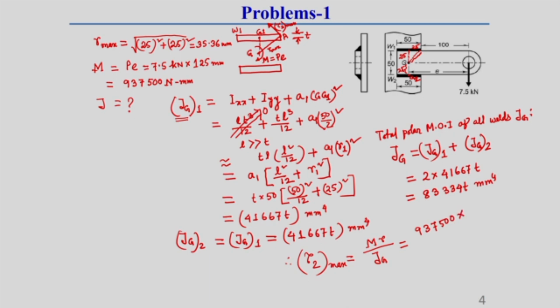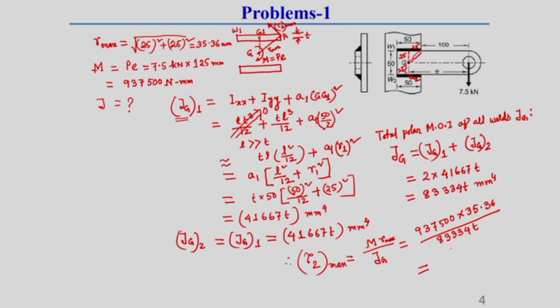This into R, R is the farthest distance, you can write as R max. Okay. So, here R max is what? R max is 35.36 millimeter, we have already calculated, and Jg is the polar moment of inertia of all weld, which is equal to 3334 T. So, what is the tau 2 max we are getting here?